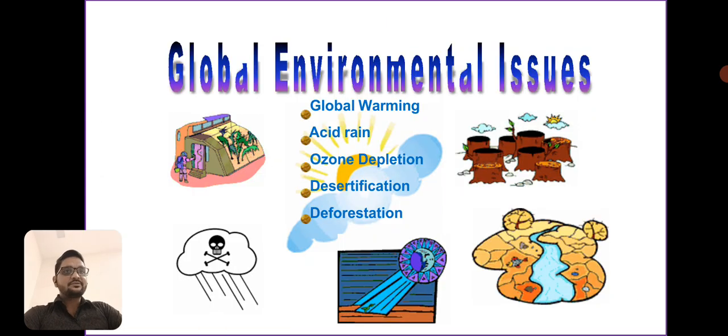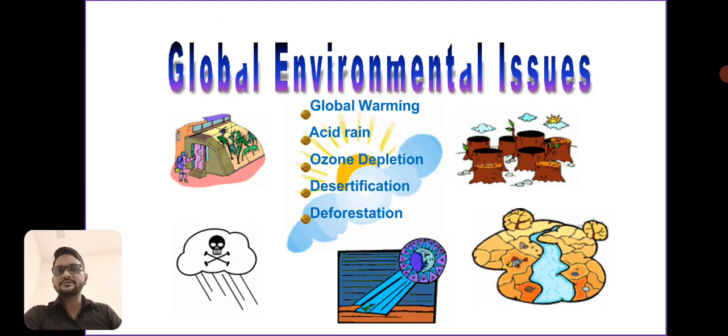Now, next is global issues, that means global environmental issues. What are the global environmental issues? First is global warming, second is acid rain, third is ozone depletion, fourth is desertification, and fifth is deforestation.